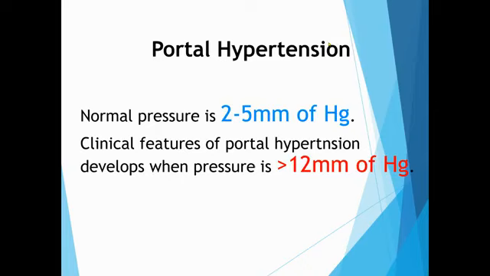We know that most of the complications of chronic liver disease or cirrhosis of liver are due to portal hypertension. Portal hypertension ultimately giving rise to those complications. A normal portal pressure is 2 to 5 millimeter of mercury. When it becomes more than 12 millimeter of mercury, in that case, gradually the complications of portal hypertension develop.